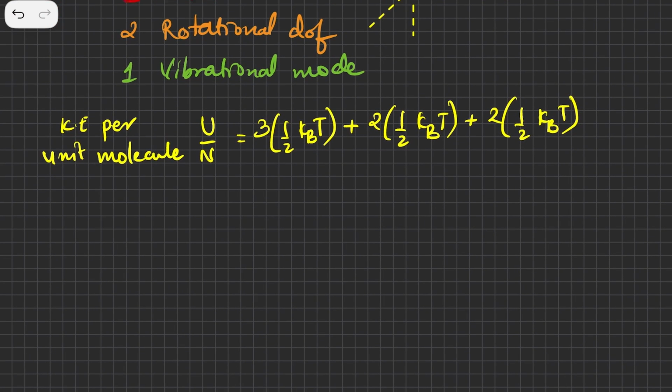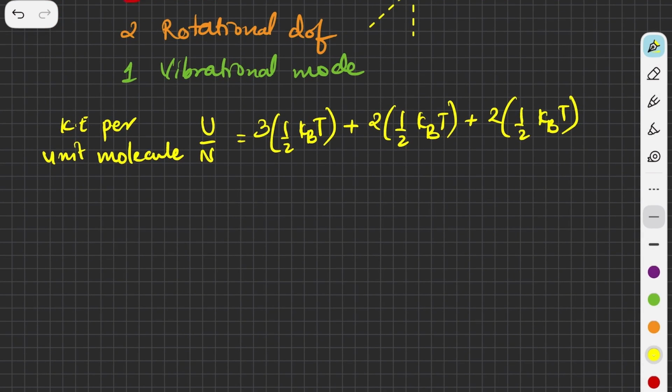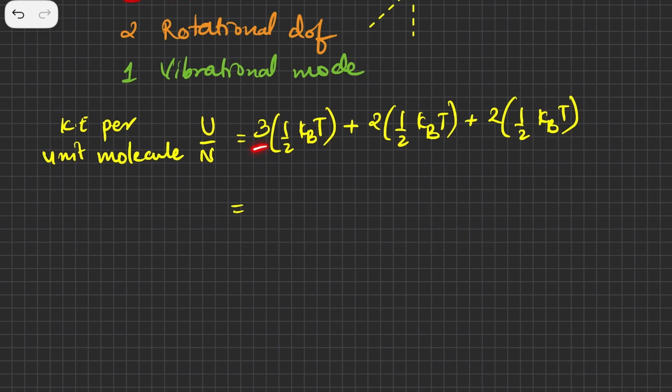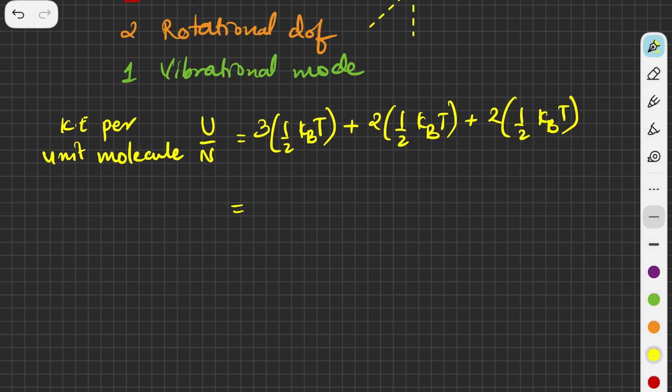Now let's total them. So when I total them, I'll get 3 plus 2 is 5, 3 plus 2 is 5, 5 plus 2 is 7. So I get 7 by 2 kBT. This is your energy per unit molecule.